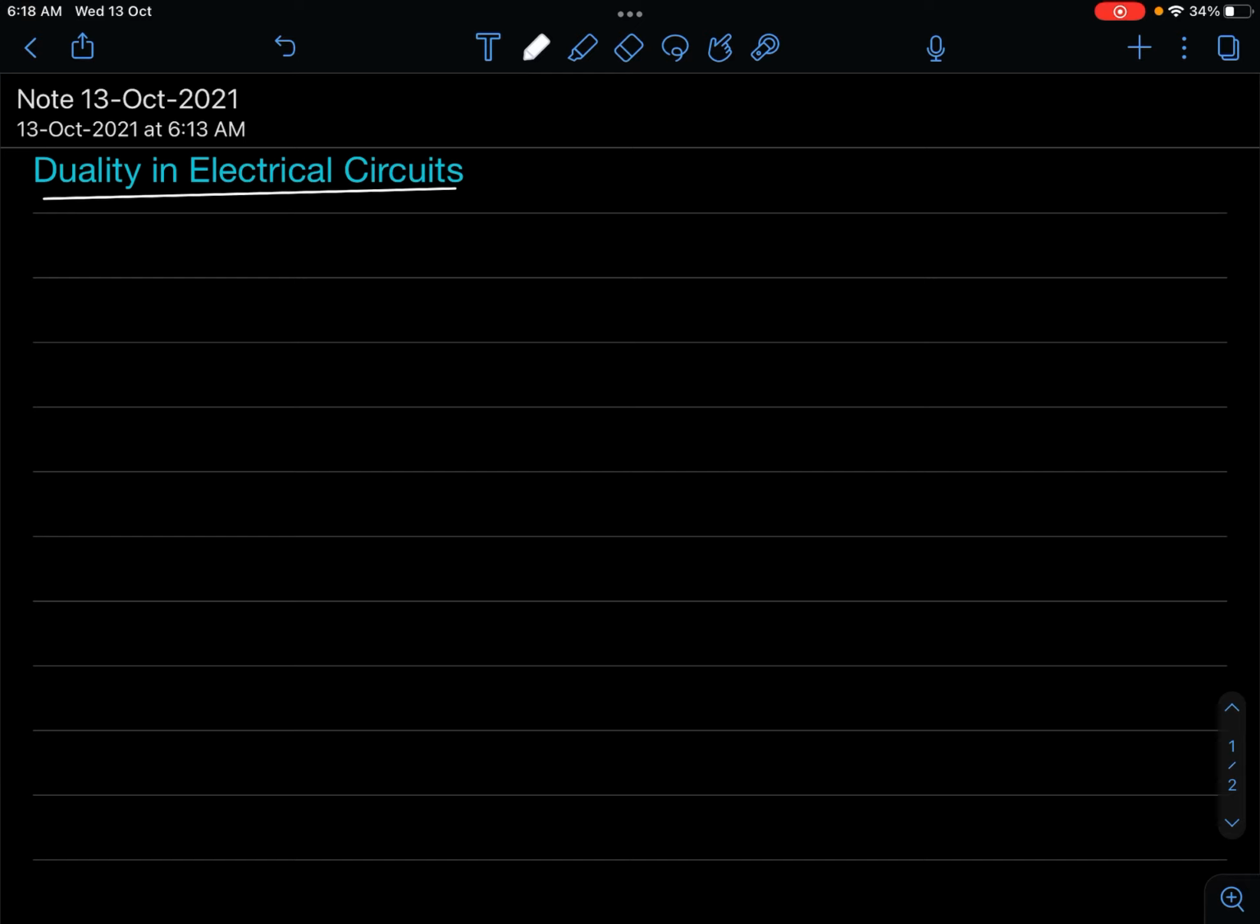Let us try to consider 2 circuits, 2 networks, for understanding the concept of duality. Let me write the circuit. I will write an RLC circuit, a series circuit. Okay, this is my R. I will put an L in series, and I will take a capacitor, connect all the 3 elements in series, and put a voltage source.